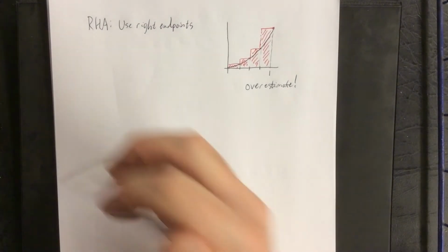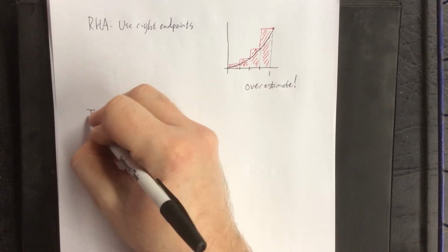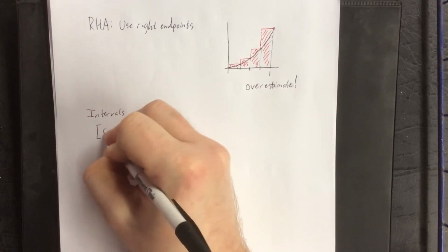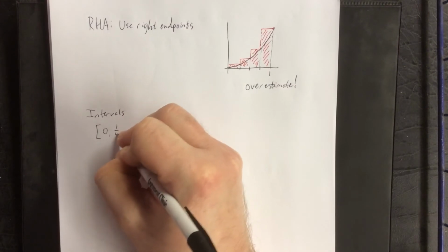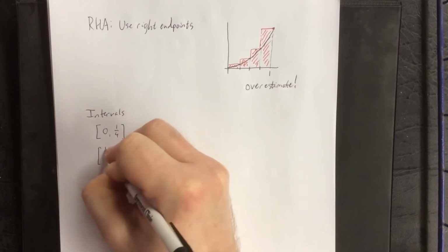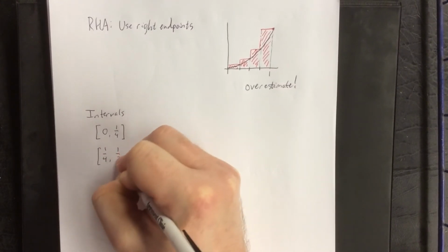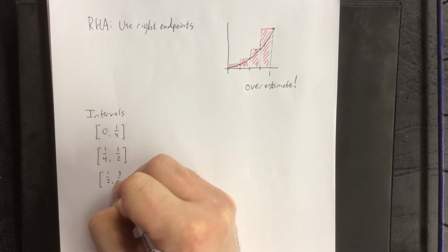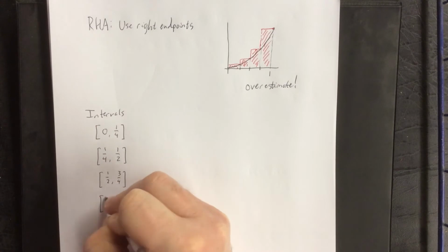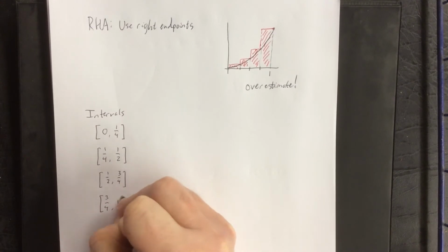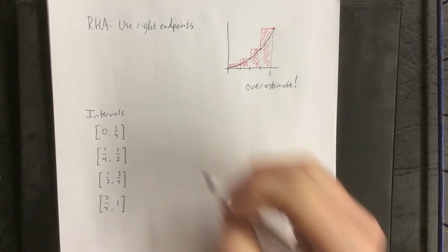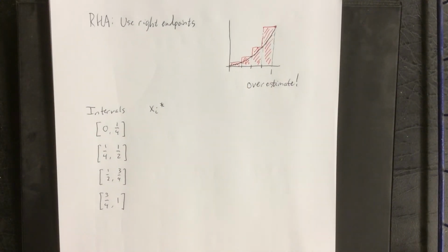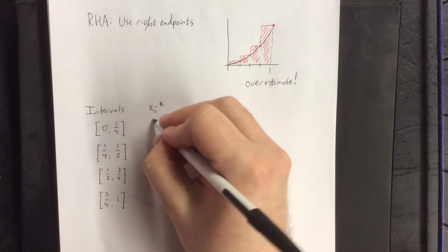Regardless, our 4 intervals, once again, will be the same as before. That'll be 0 to 1/4, 1/4 to 1/2, 1/2 to 3/4, and 3/4 to 1. Our representative point from each interval this time is going to be the right endpoint of each interval.